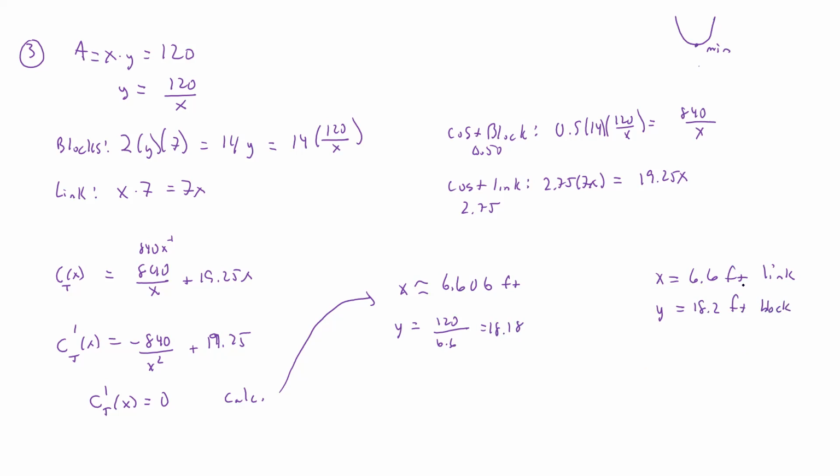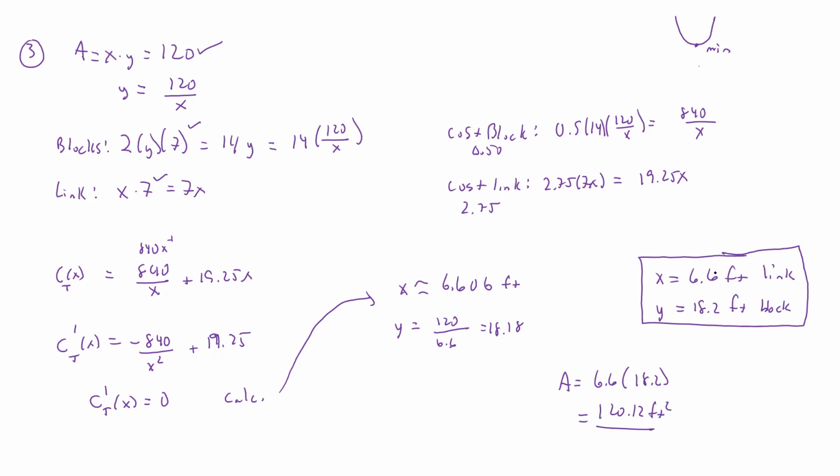Okay. If we wanted to, we could take our 6.6 times 18.2, and it has to be at least 120. Well, it's going to be 120.12. So area is equal to 6.6 times 18.2, which is 120.12 feet squared. And so we're over that magical 120 number. We've got all of our fences being 7 feet tall. And so these are the lengths of the sides. That's the dimensions that we need.